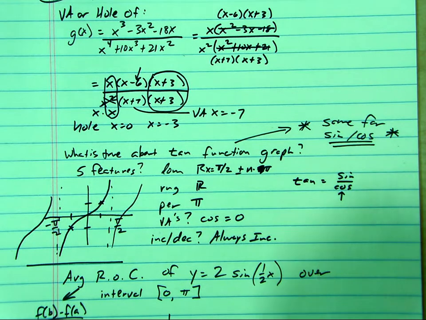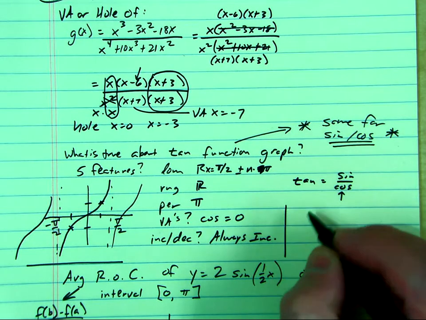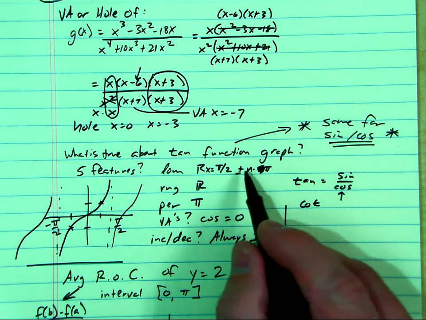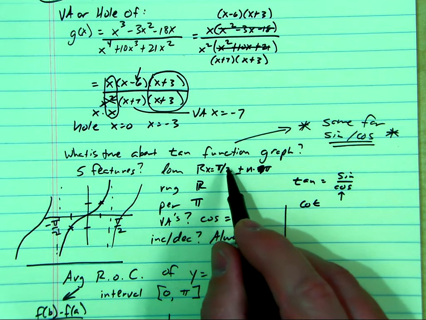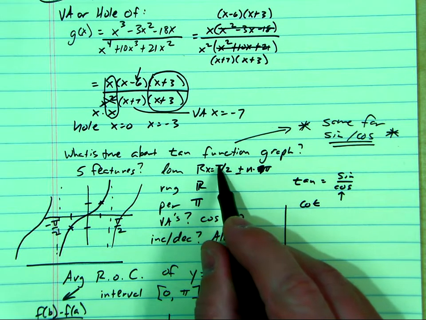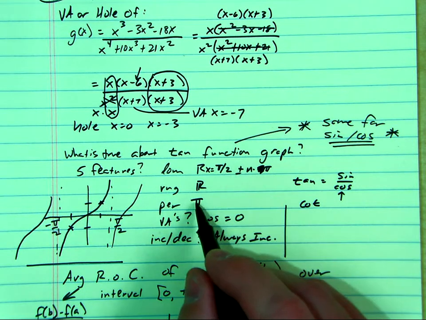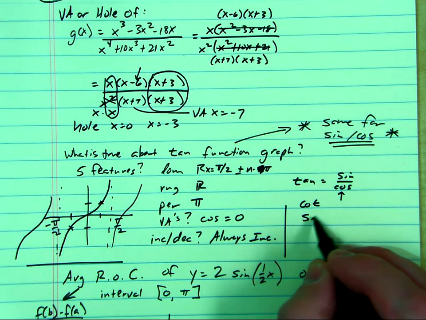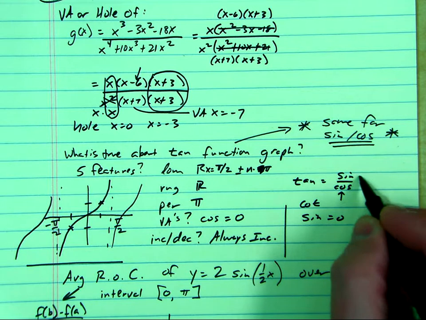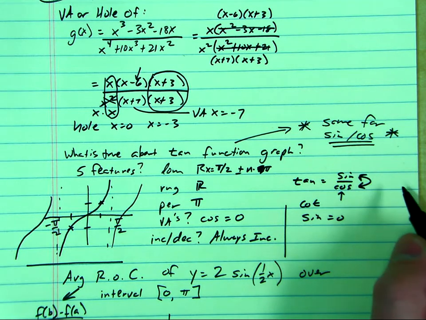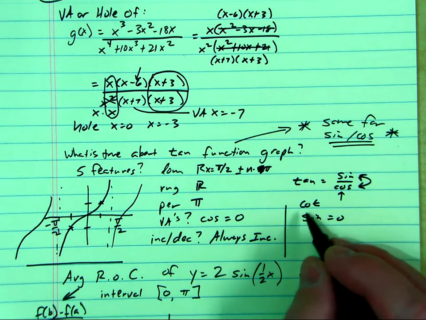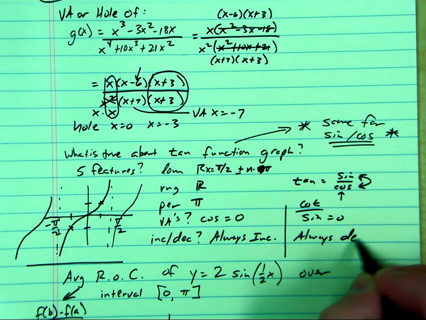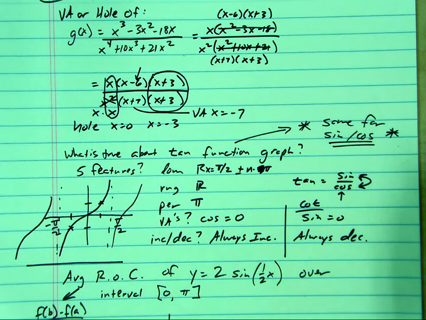And just for giggles, let's talk about cotangent over here. Cotangent has a lot of the same things, except its domain is it can't be where the pi's are. Its period is also pi. The vertical asymptotes for cotangent are where sine equals 0, because cotangent, remember, is the reciprocal of this. And is it increasing or decreasing? Cotangent is always decreasing. Just remember the difference between those. All right, that's it for this one.